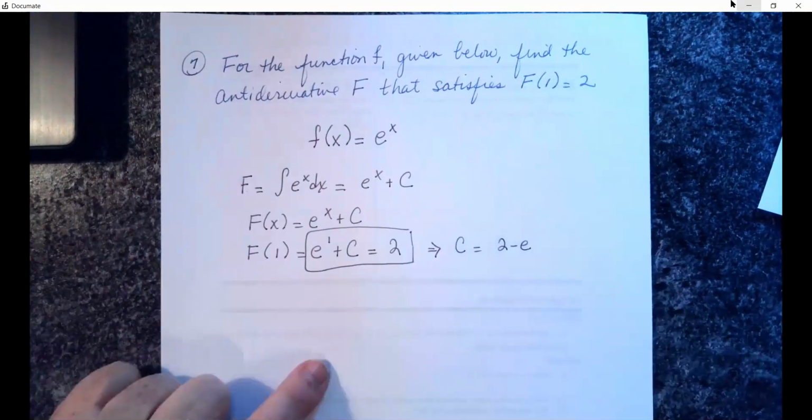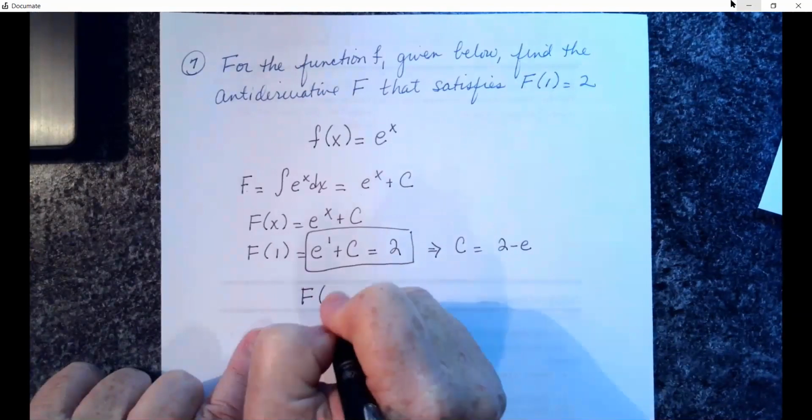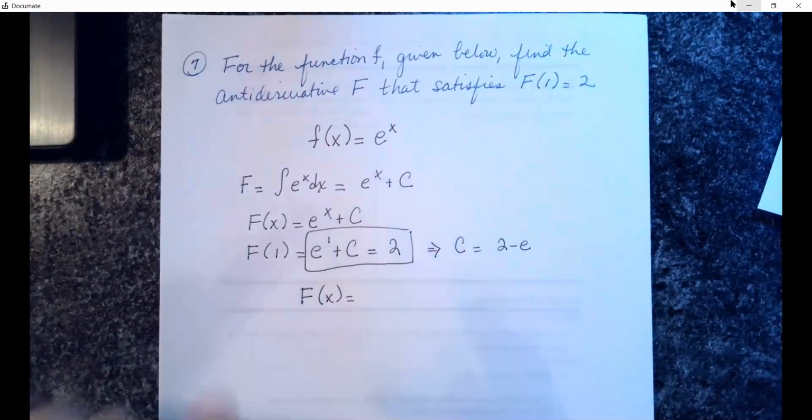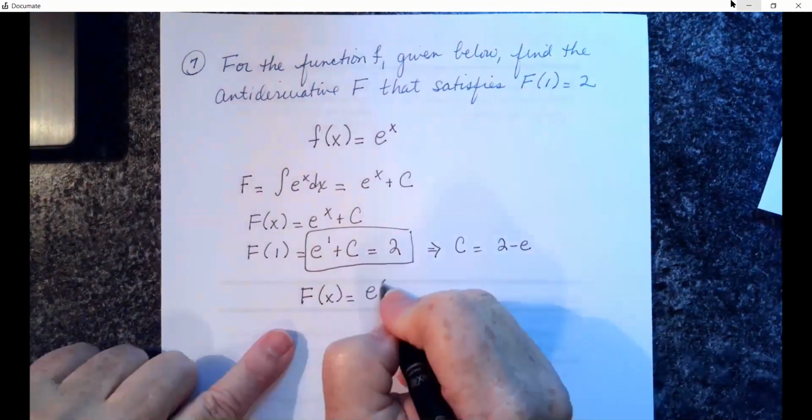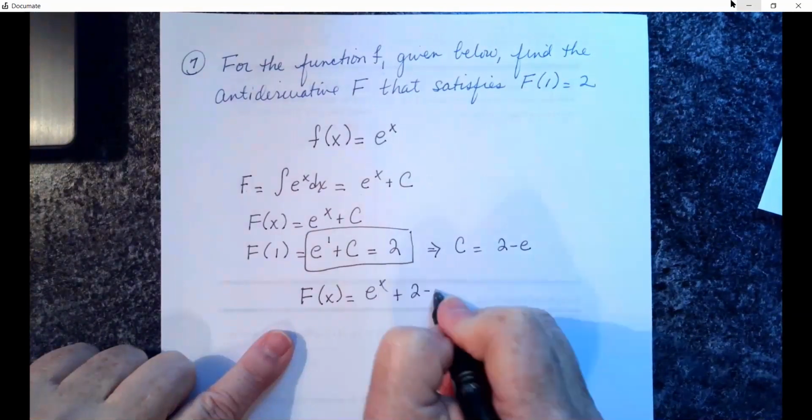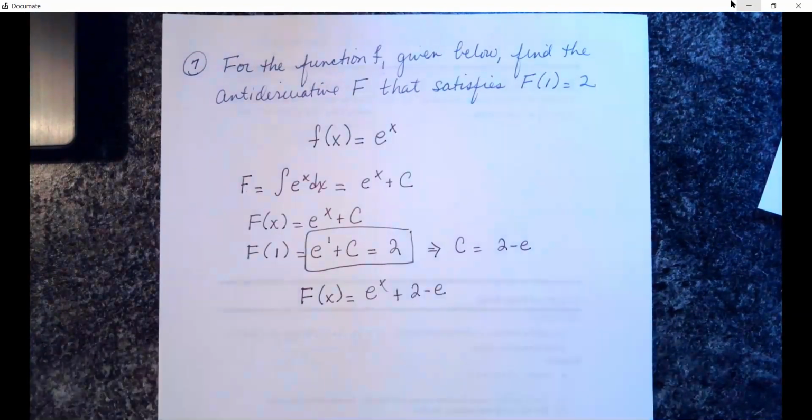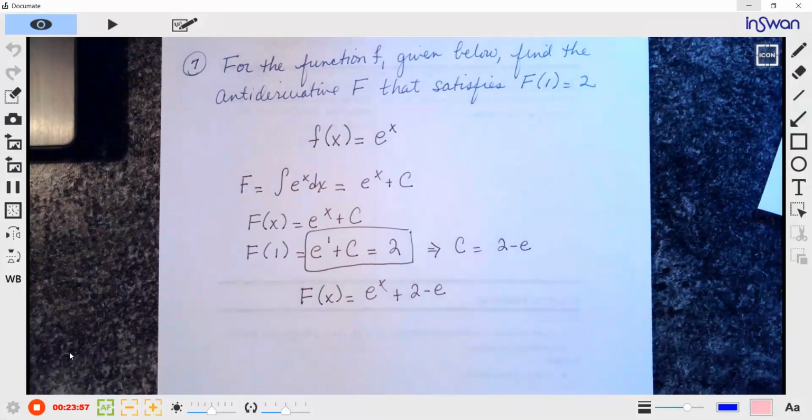So our capital F, which is the antiderivative of e to the x, would be e to the x plus 2 minus e. Is everybody okay so far? Yep. All right. I want you guys to try just a couple, okay?